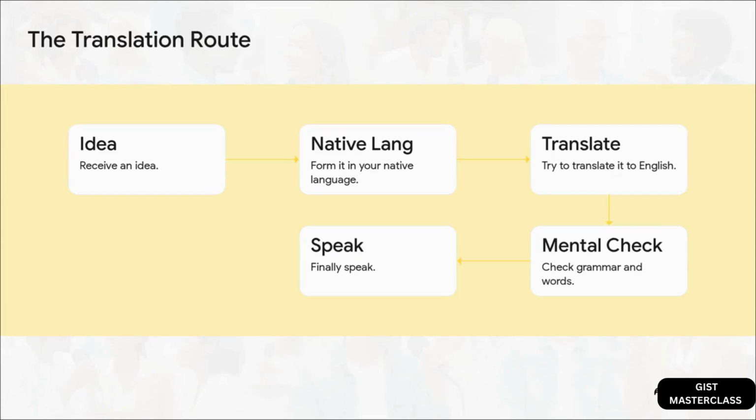Okay, so why is it that we, as smart, capable professionals, suddenly sound so hesitant or unsure in English? Well, it's because we're taking this incredibly painful 5-step route. You know the drill. You receive an idea, you form it in your native language, you try to translate it, then you mentally check your grammar, and finally, you speak. By the time this sentence actually comes out of your mouth, everyone else has completely moved on. It's that awkward silence while the gears turn in our heads. We're literally doing mental administration, not speaking, and it is honestly exhausting.